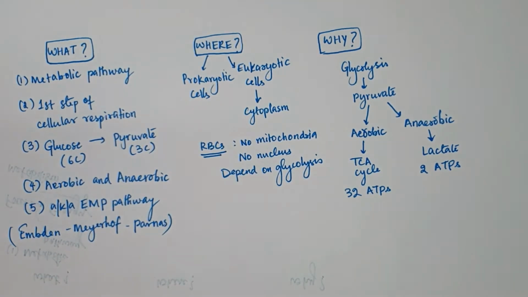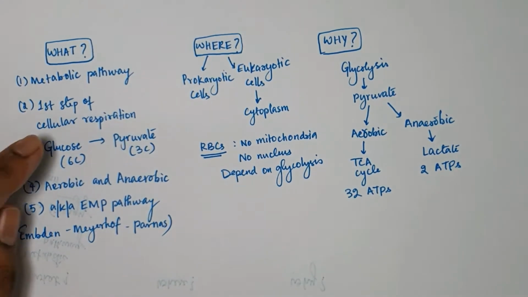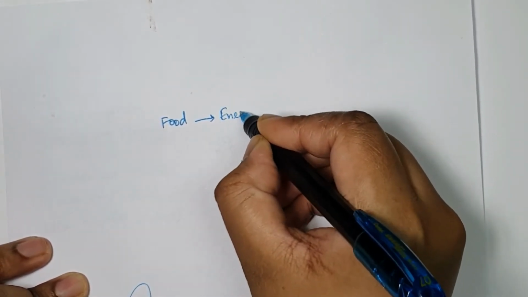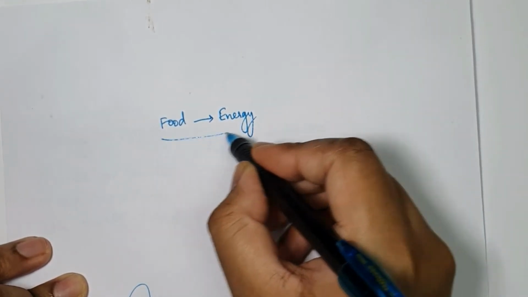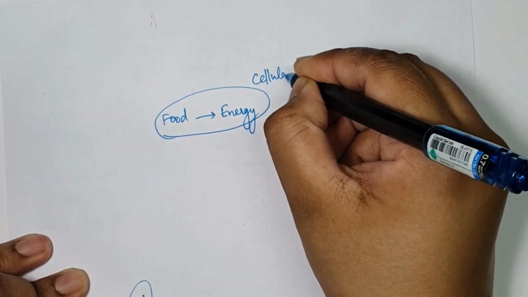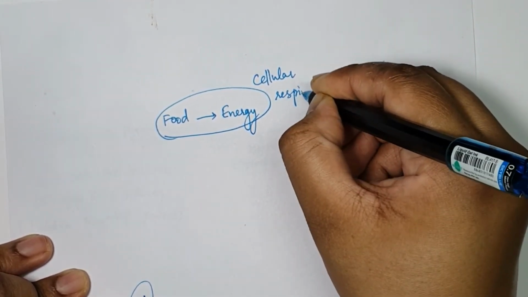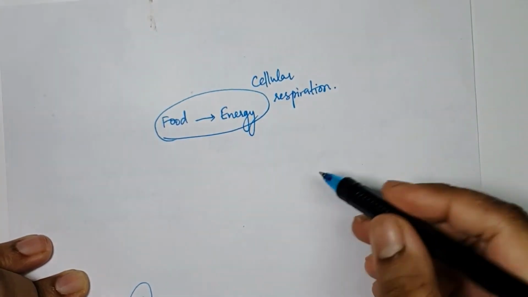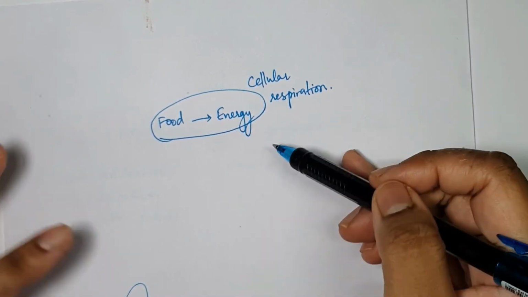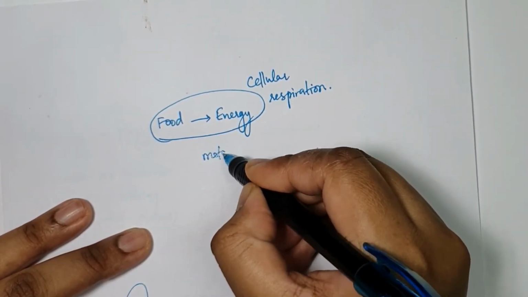What? So the first thing, glycolysis is a metabolic pathway. Now, what's a metabolic pathway? We consume food which is converted into energy. This chemical process is called cellular respiration, and all of the pathways or the chemical processes occurring in this are also referred to as the metabolic pathways.